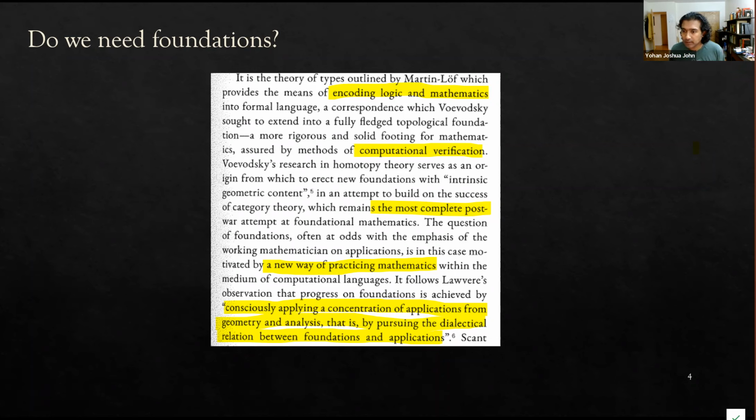William Lawvere, yeah, he's really eloquent in talking about some of this stuff. There are some interviews cited here that are worth reading. So progress on foundations is achieved by consciously applying a concentration of applications from geometry and analysis. That is, by pursuing the dialectical relation between foundations and applications. So I like that a lot, although I myself don't necessarily do any of this myself.